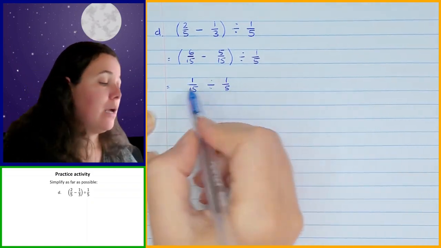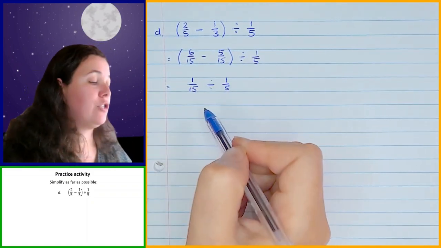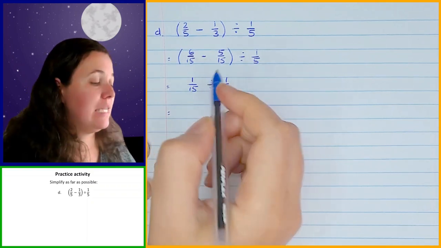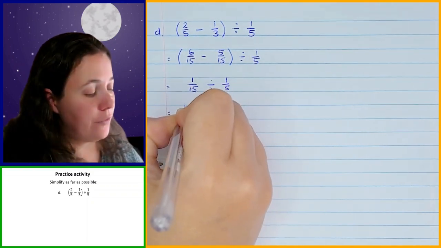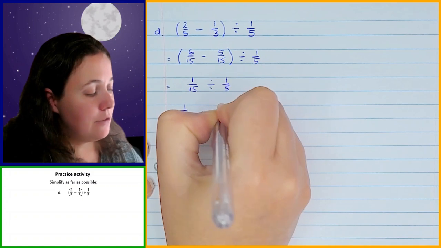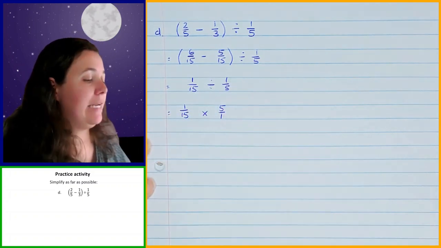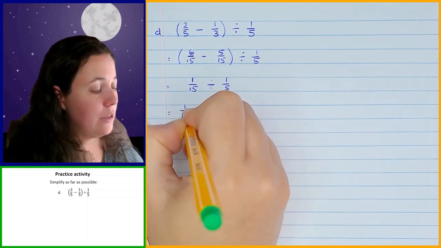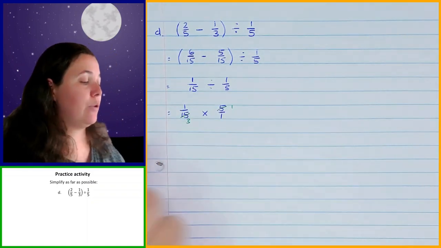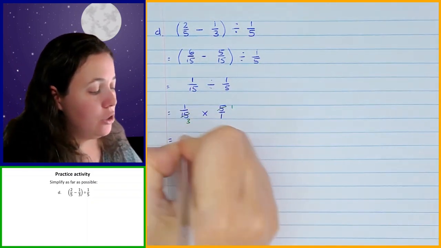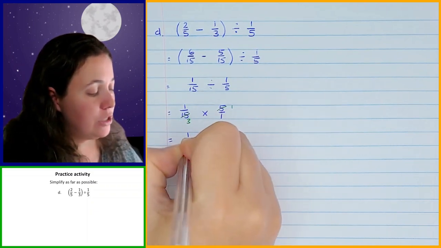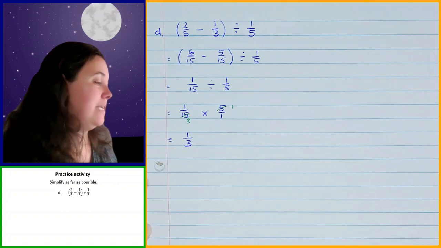My next step, now I can go on to my division and multiplication step. In this case, there is division. When I divide fractions, I need to tip and times. So it's going to be 1 over 15 times 5 over 1. Now I need to see what I can simplify. 5 goes in there once, 5 goes in there 3 times, and that leaves me with 1 times 1 in the numerator over 3 times 1, which is 3. So that's what you should have got for question D.